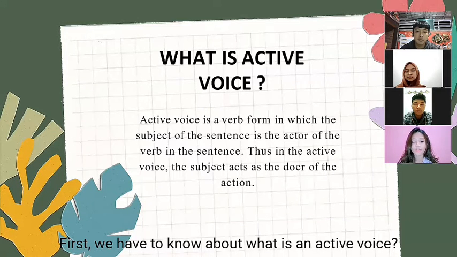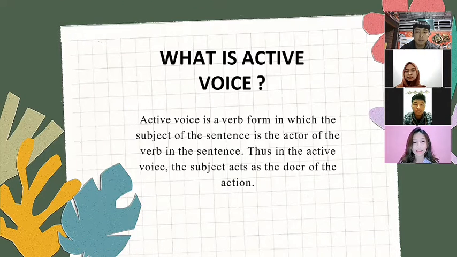First, we have to know what an active voice is. Active voice is a verb form in which the subject of the sentence is the actor of the verb in the sentence. Thus, in the active voice, the subject acts as the doer of the action.